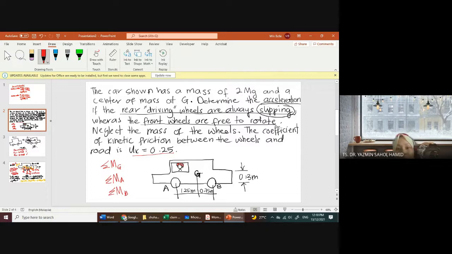So kalau you take moment kat point A, dia akan jadi apa? NB kali apa? Let's say ni positif. Kali panjang ni berapa? 1.25 campur 0.75 berapa? 2 kali 2. Lepas tu apa lagi? You ada due to gravity, due to weight ni kan? Sebab dia ikut arah ni, dia negatif lah. So negatif 2000 kali 9.81 kali apa?